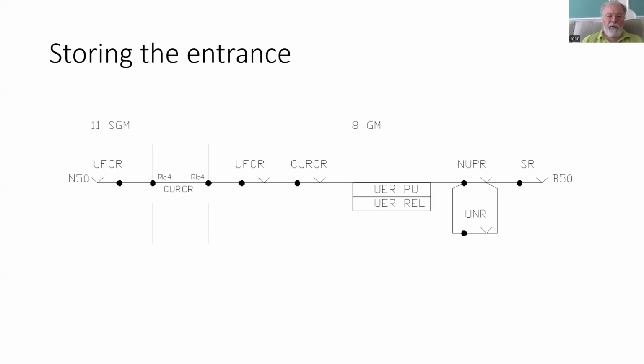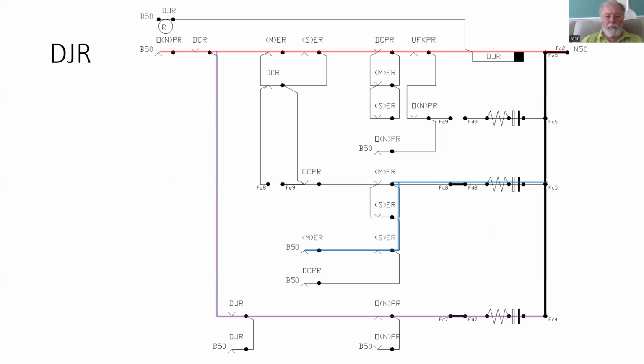We also have the entrances being stored within the entrance set using the UER latched relay. That records where the entrance will be, so even when the route setting process is complete, the entrance will still be stored. So what happens in the DJR circuit?